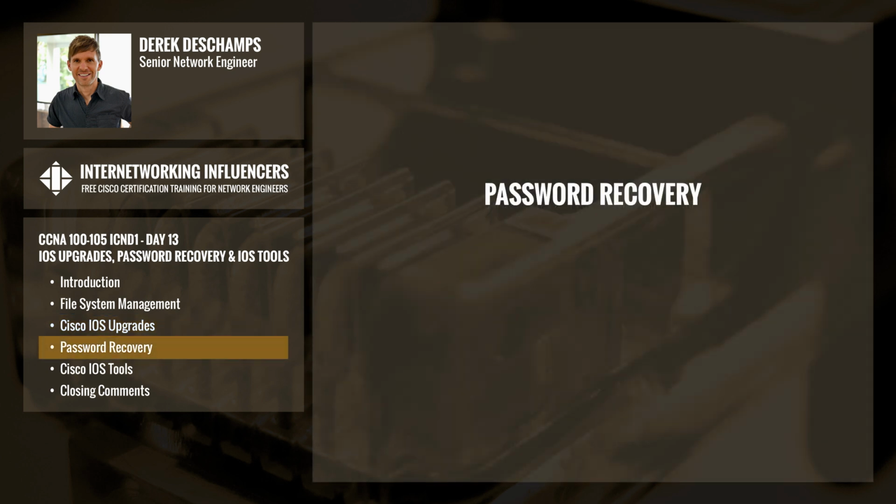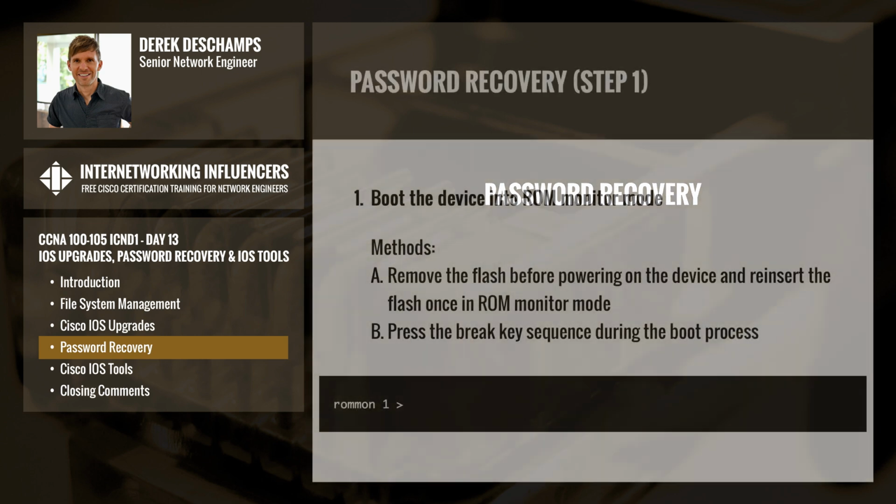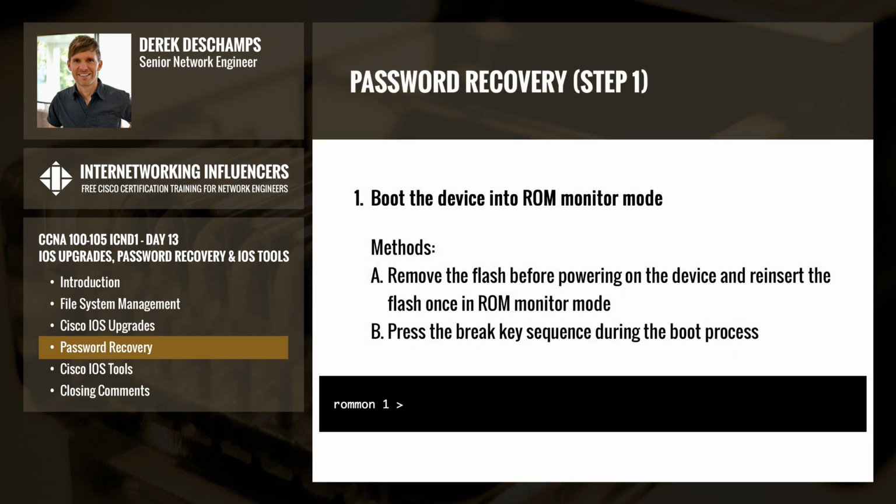The next topic we will look at today is password recovery. The first step to recovering a password on a Cisco device is to boot the device into raw monitor mode. To do this, we can either remove the flash before powering on the device and reinsert the flash once in raw monitor mode, or we can press the break key sequence during the boot process.